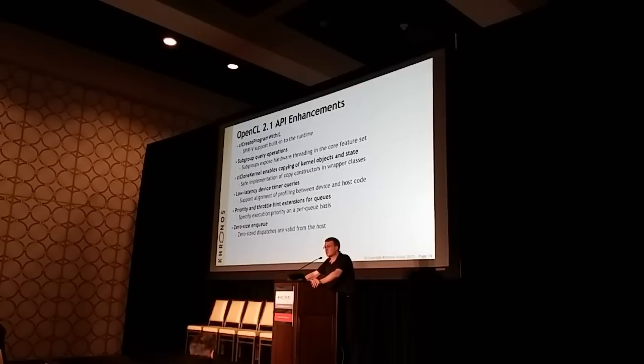We have device timer queries. It was quite difficult in the past to understand exactly what the results of timer operations meant on a device that didn't have the same timer as your core CPU. And we've added support for priority and throttle hints as an extension. So I'll just go over these features briefly.